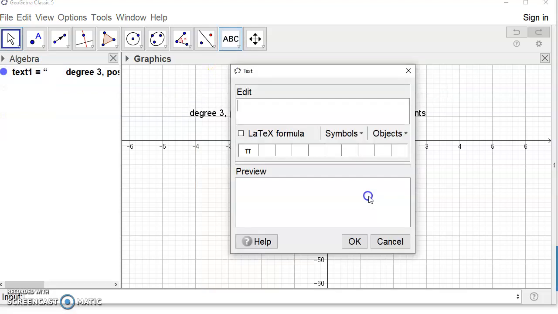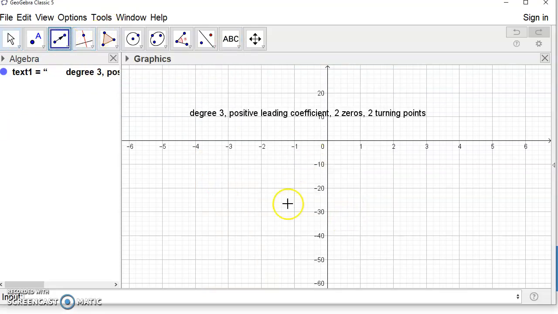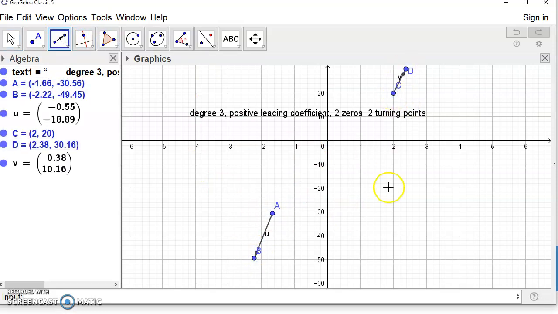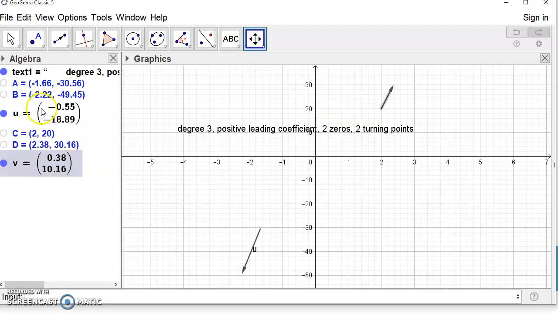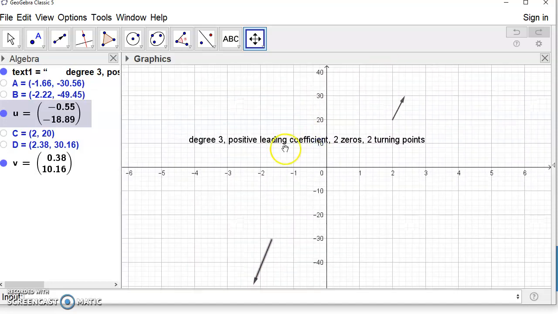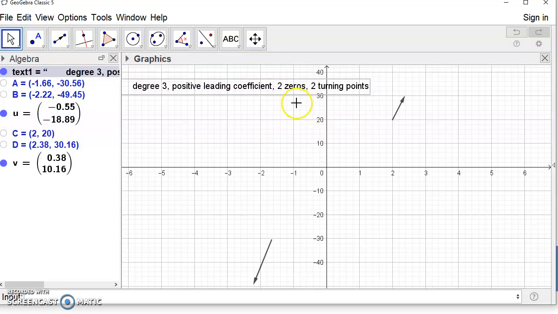Okay, so degree 3 with a positive leading coefficient. Let's start with that. A positive leading coefficient tells me that my end behaviors, it's odd, so my end behaviors are going to be in opposite directions. The fact that it's positive tells me that it's going to approach negative infinity as x approaches negative infinity, and positive infinity as x approaches positive infinity. So that covers the degree, it covers the leading coefficient, and I now am going to draw 2 zeros, let's say one here and one here.